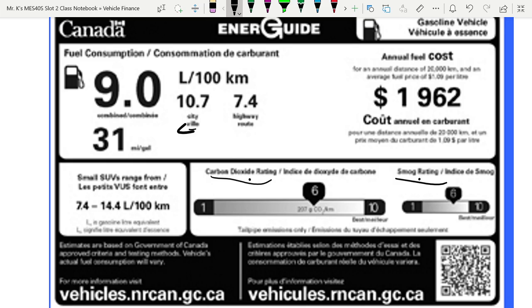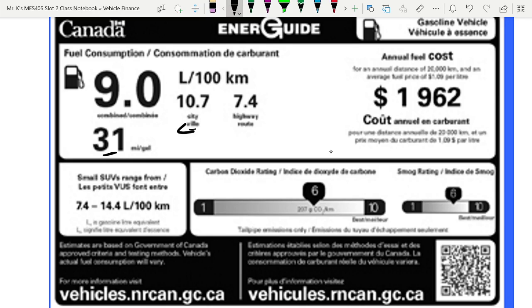Because you know what the carbon dioxide and the smog ratings are in electric vehicles? How about 0? Or very close to it. So that would be much better for the environment. Anyway, getting back to the numbers that we care about.